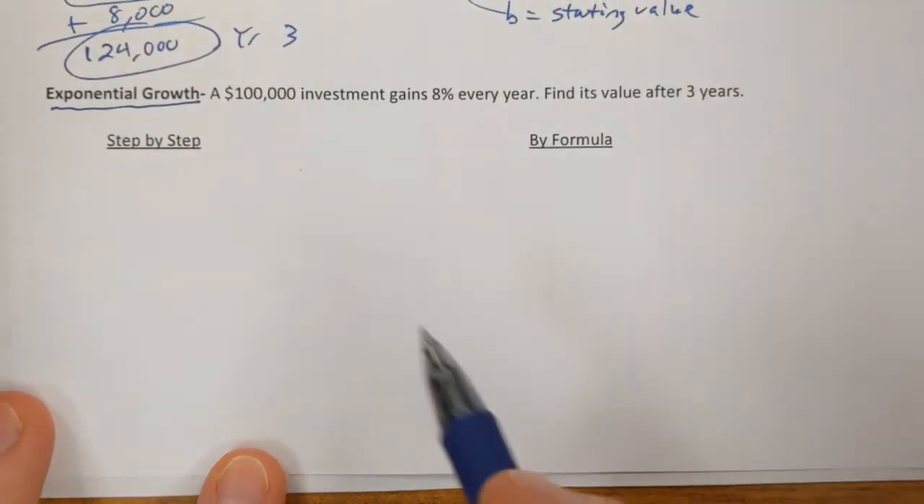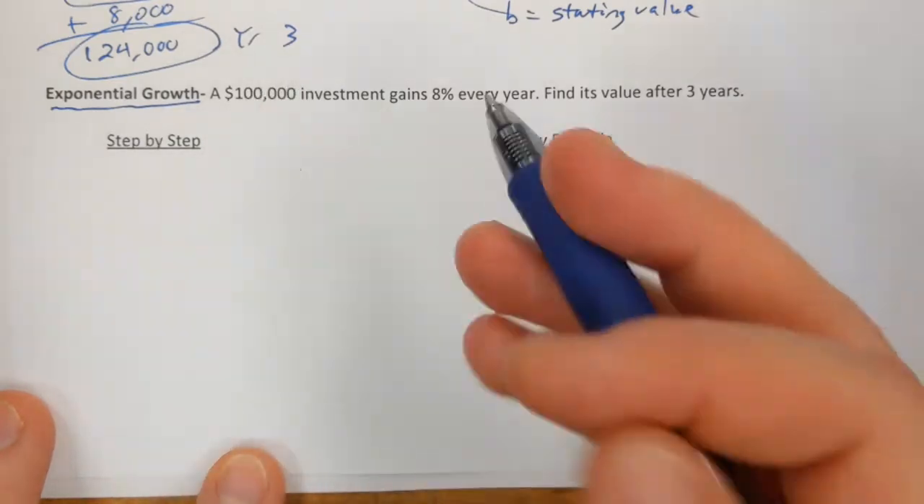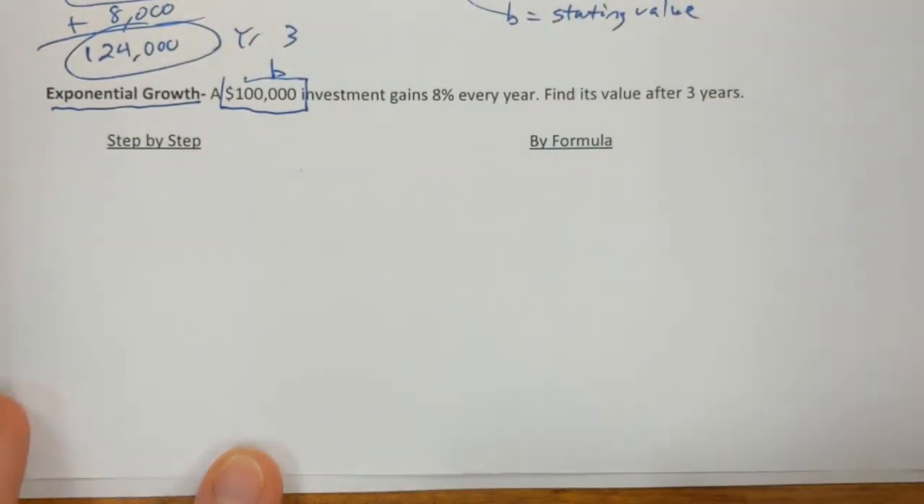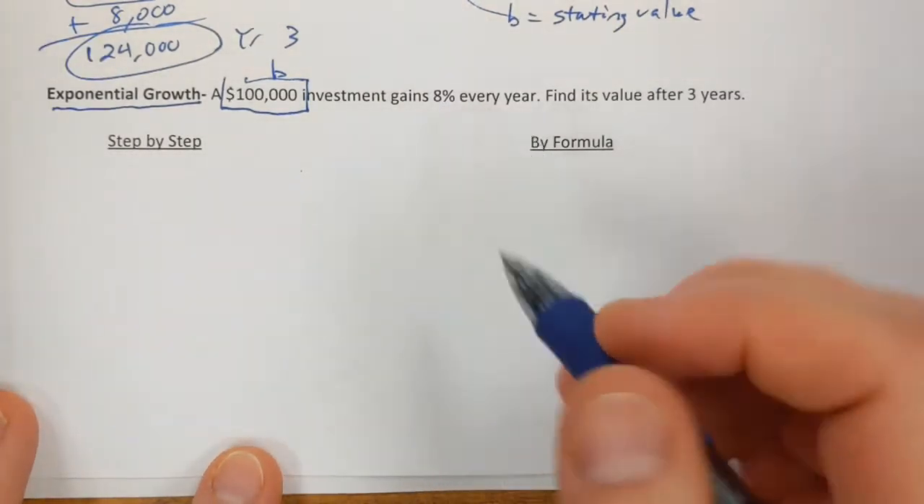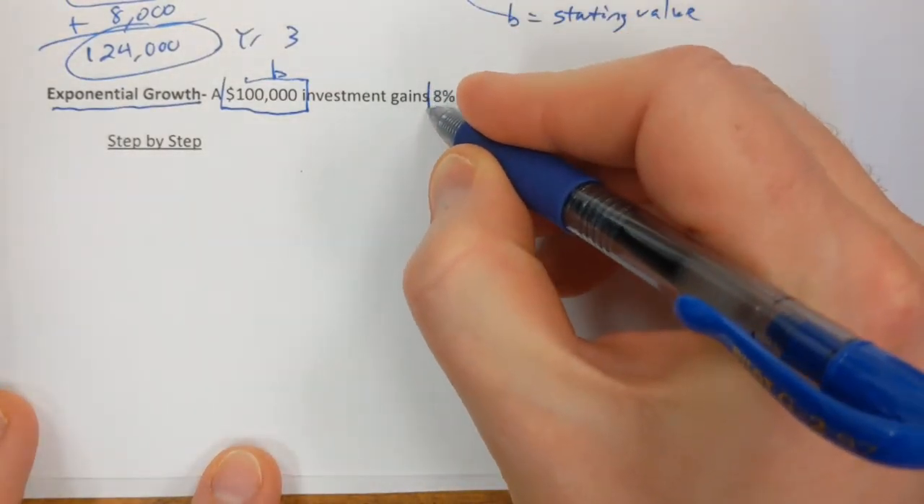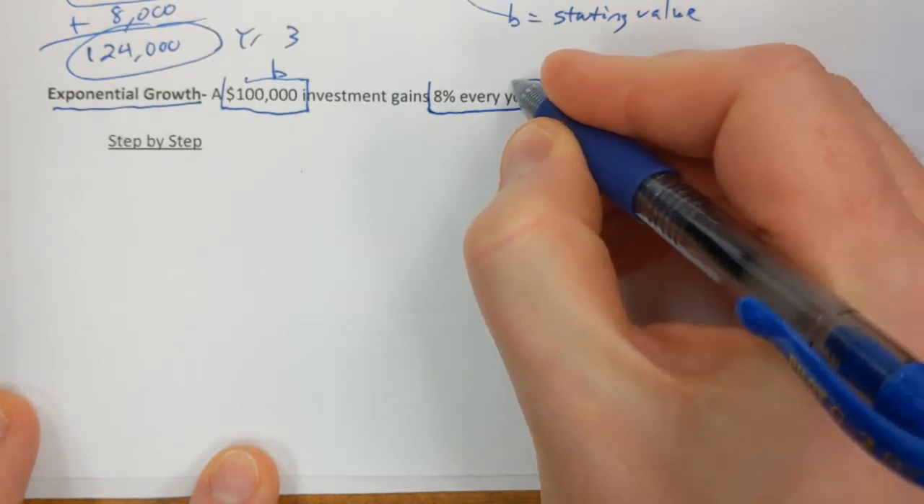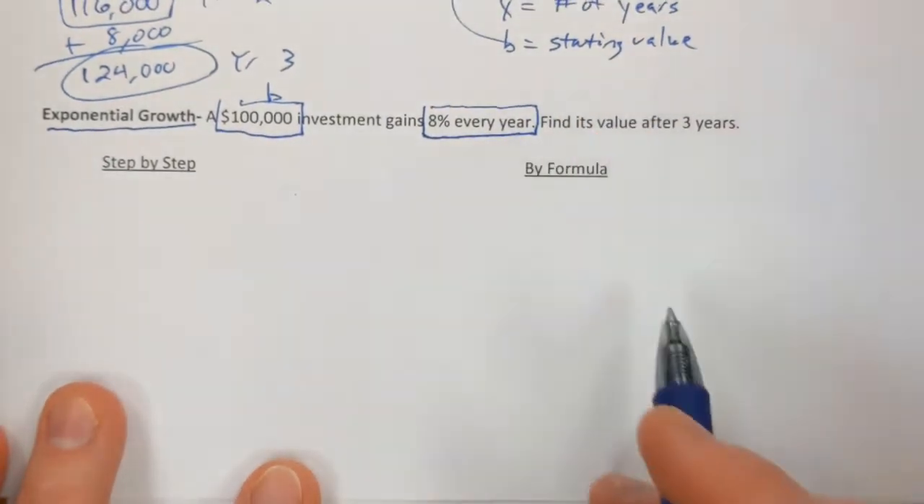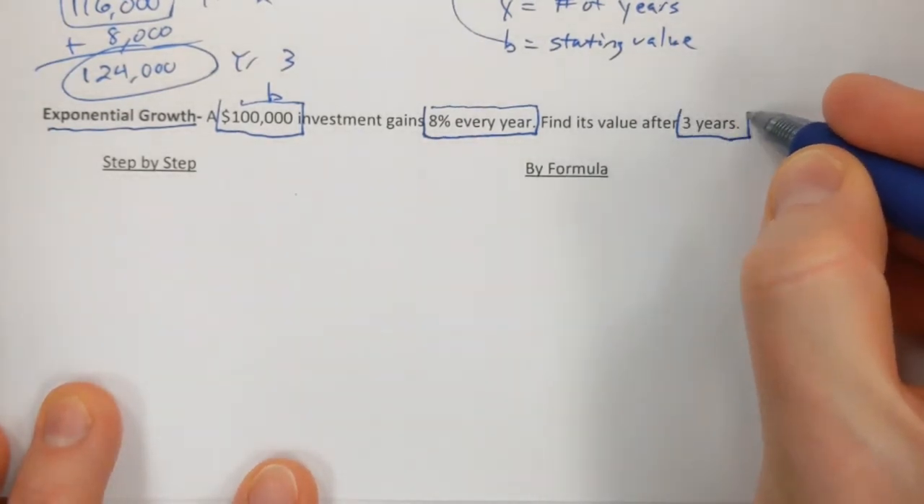So exponential growth, here we still have a $100,000 investment. Okay, that hasn't changed. That's still our starting value. But this time, it doesn't go up by $8,000 every year. This time, it goes up by 8% every year. It goes up by a percentage, and that's key. Find its value after 3 years.